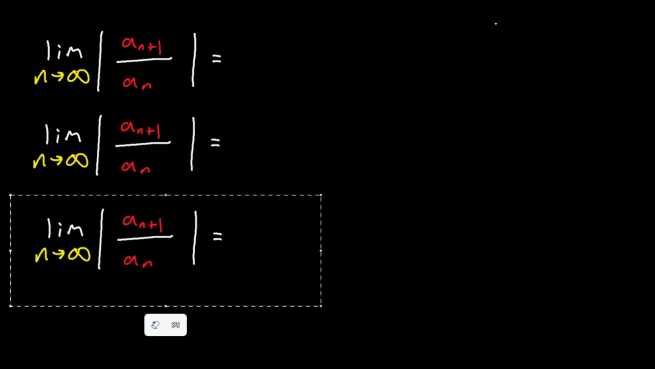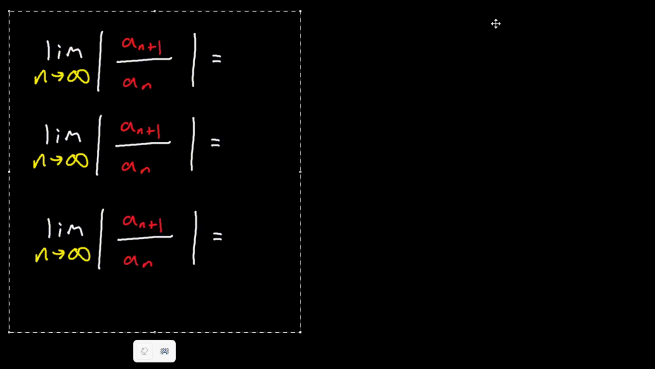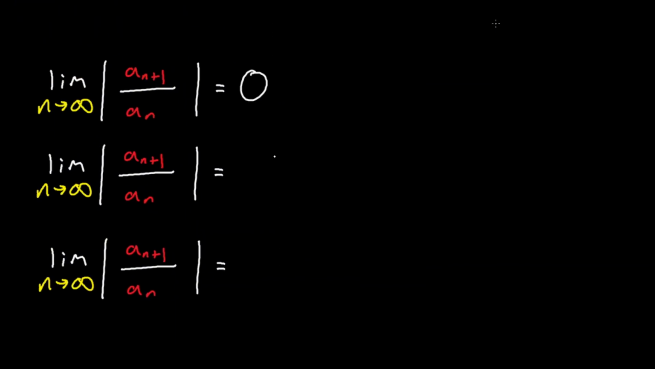So let's say you get 0 for the result of your limit as n approaches infinity when you take this ratio test, and a of n is just the sequence inside of your series. If you get 0, your radius of convergence is equal to infinity. Therefore, your interval of convergence would simply be negative infinity to positive infinity.